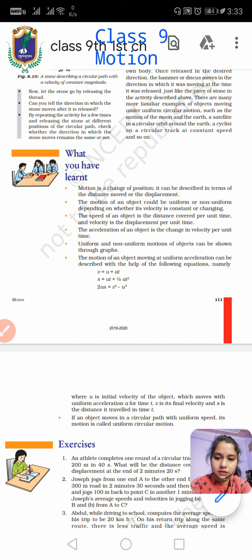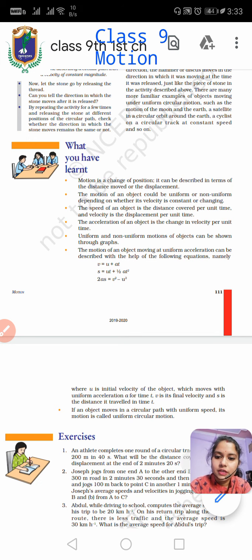And for this chapter, the last concept is that if an object moves in a circular path with uniform speed, its motion is called uniform circular motion. If any object moves in a circular path, like our earth, sun, moon, with uniform speed, its motion is called the uniform circular motion.